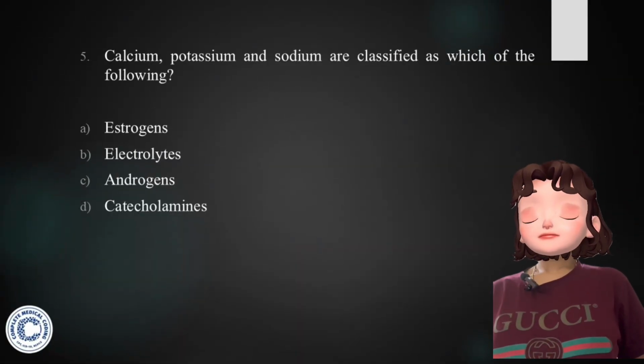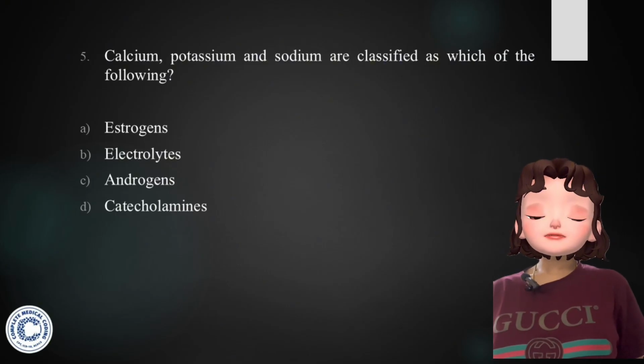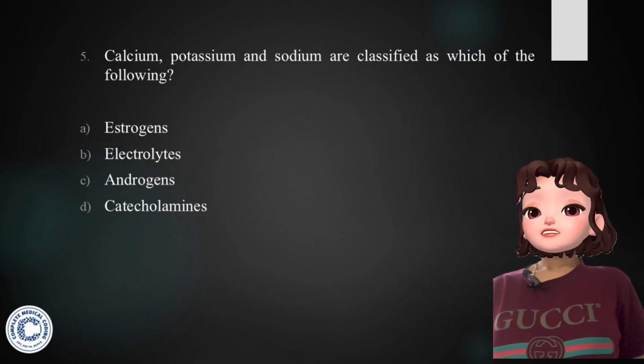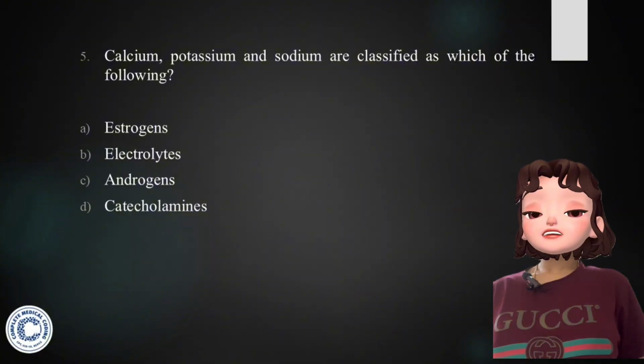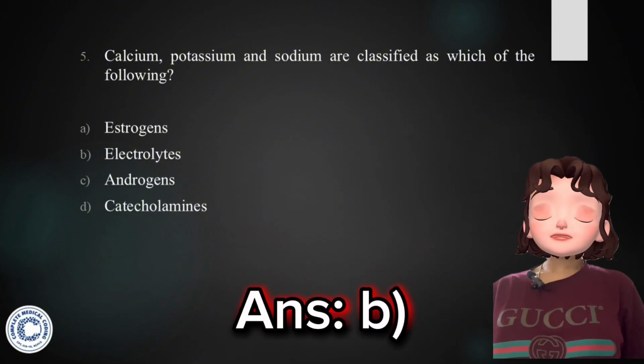Fifth question. Calcium, potassium and sodium are classified as which of the following? Option A, estrogens. Option B, electrolytes. Option C, androgens. And option D, catecholamines. Calcium, sodium, potassium. It's an easy question, right? These all are electrolytes. So answer is option B, electrolytes.